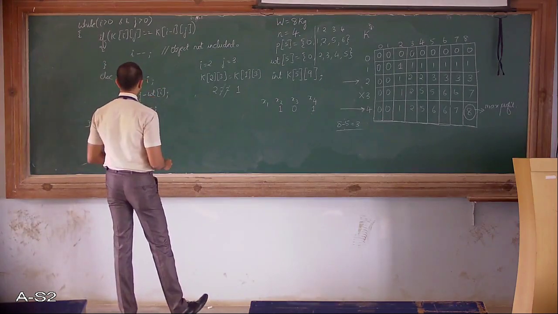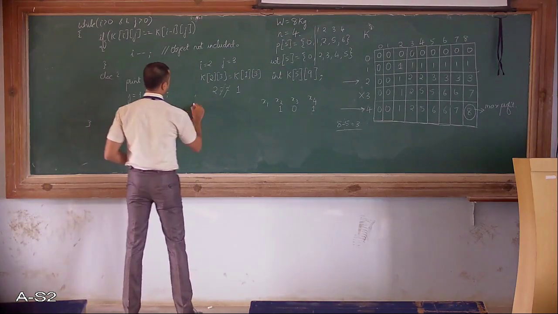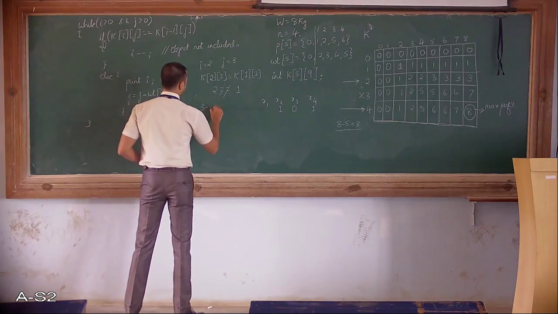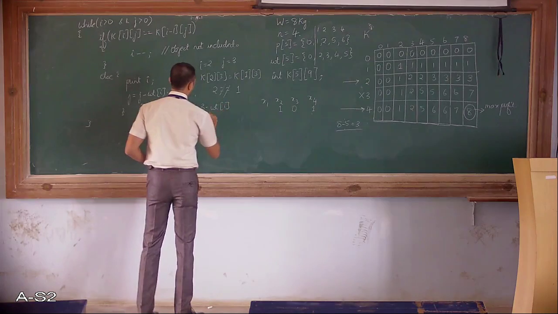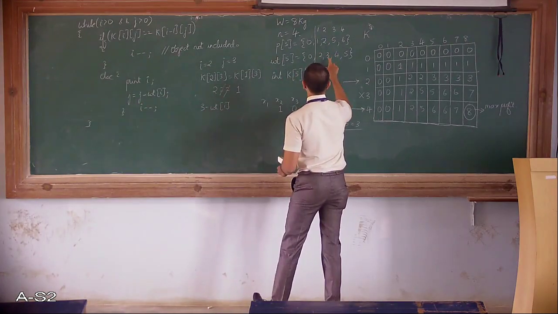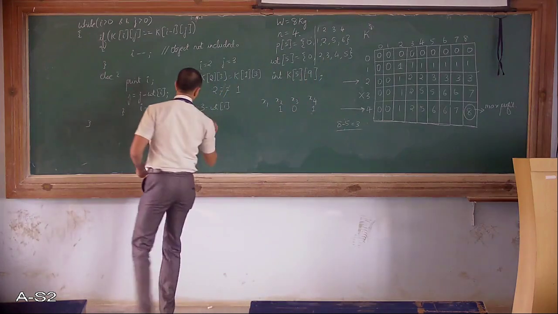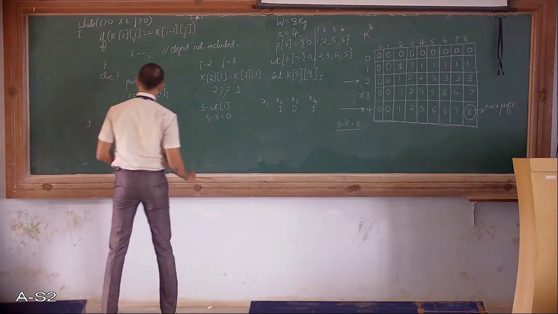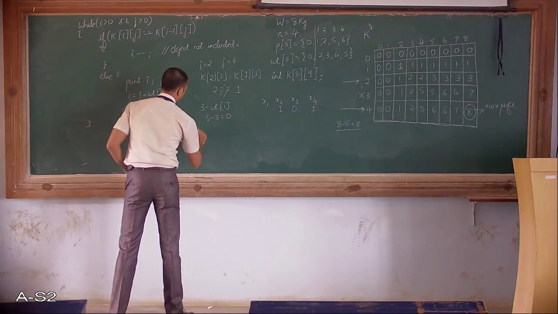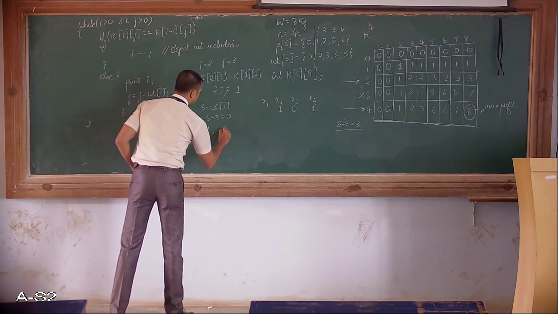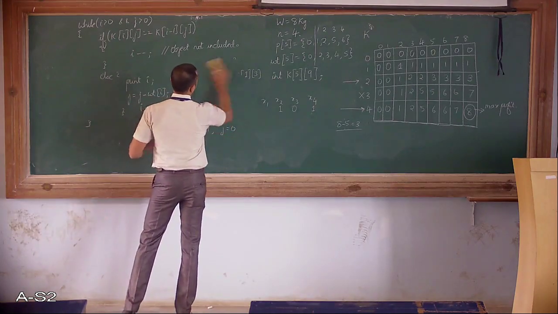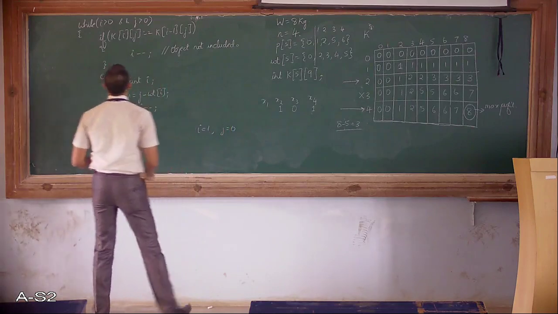Then what do we do? j equals j minus weight of I. What is the value of j? 3. 3 minus weight of I. What is the weight of the second object? Weight of the second object is 3. So 3 minus 3 will be 0. Then again I minus minus. I value was 2, 2 becomes 1. So I will be 1, j will be 0.